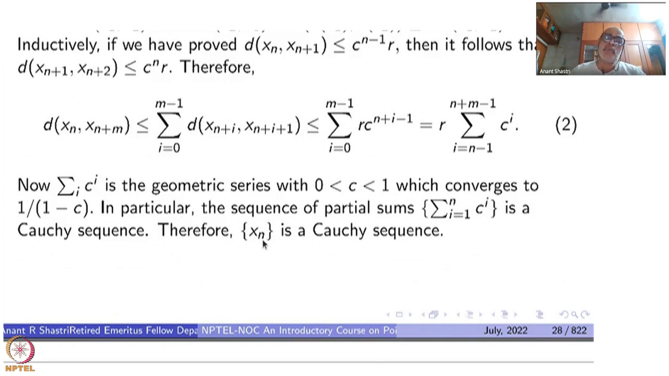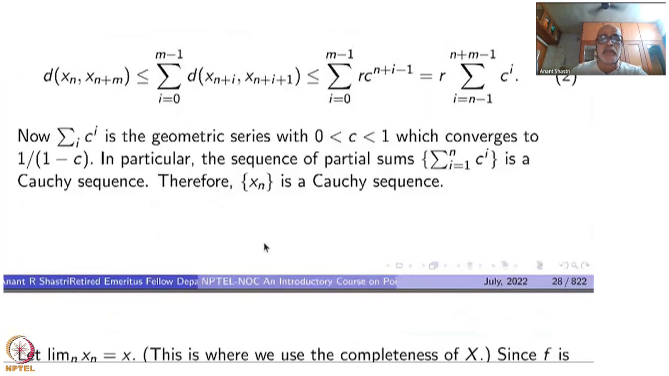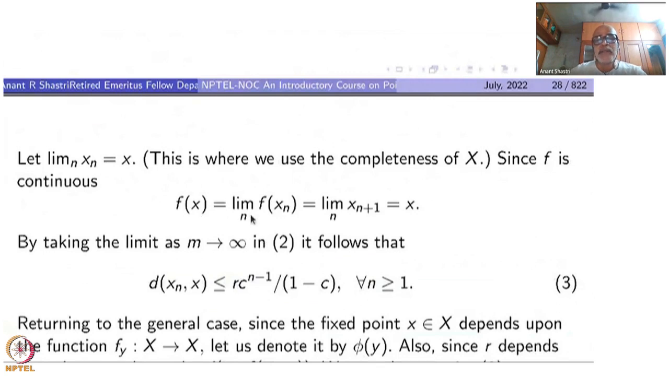Okay, so what we have proved is x_n is a Cauchy sequence. It converges because X is a complete metric space. After that, the limit of x_n is the same thing as the limit of x_{n+1}, which is the same thing as the limit of f of x_n. f is a continuous function, so you can take out f. So it will be f of the limit of x_n, which is equal to f of x, which is equal to x. Okay. So f of x is the limit of f of x_n.